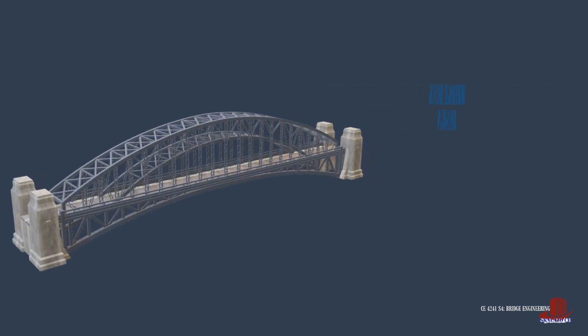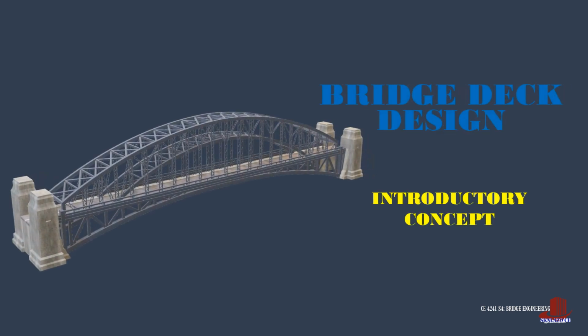After identifying the moments and shears, we can move to the design of the reinforcement of the deck. You are in bridge engineering.